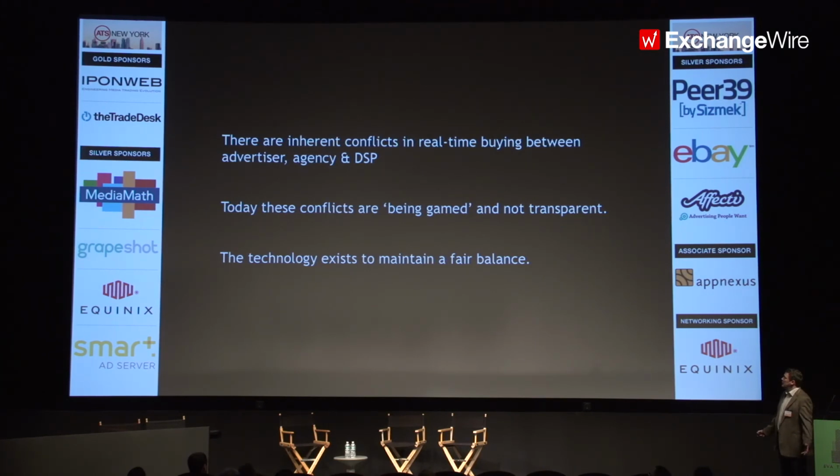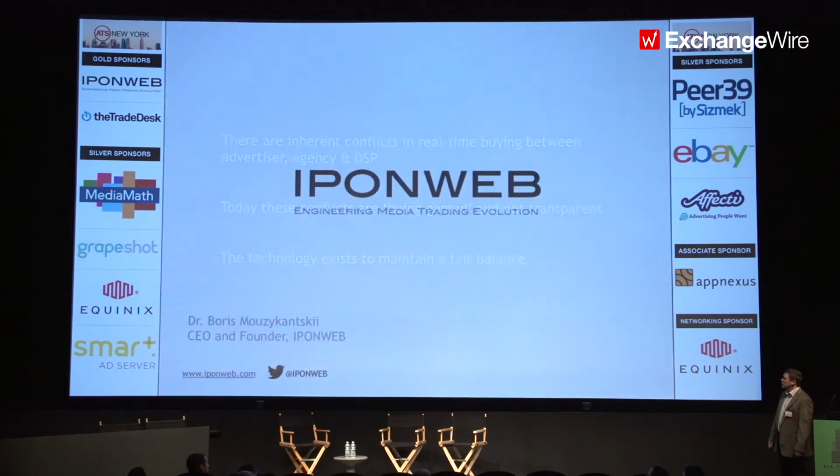Now, to sum it up, there are conflicts. Though conflicts are right now being gamed, and you just get away with what makes sense for you and ignore some other parties. And this needs to be fixed. And at least the technology to find a fair balance is out there working, and I hope will be used more widely.